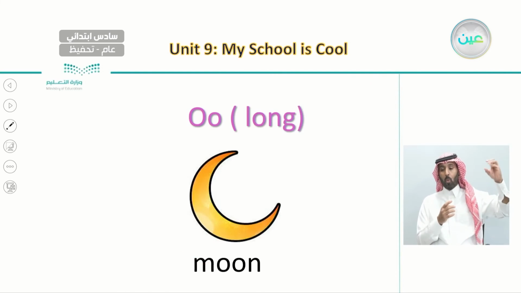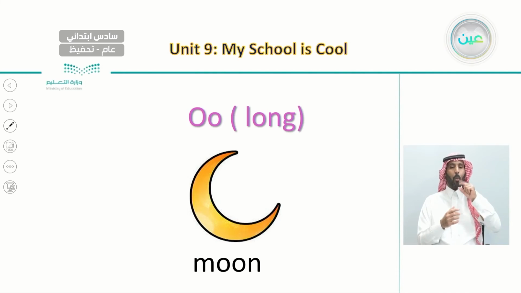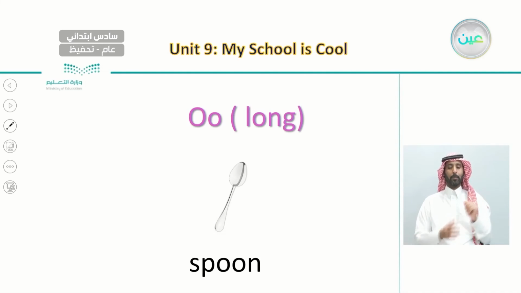moon. Moon. So moon is a word that has two O's, but the longer one. Also we have spoon. Spoon. Spoon is also a word that has two O's and the longer one.